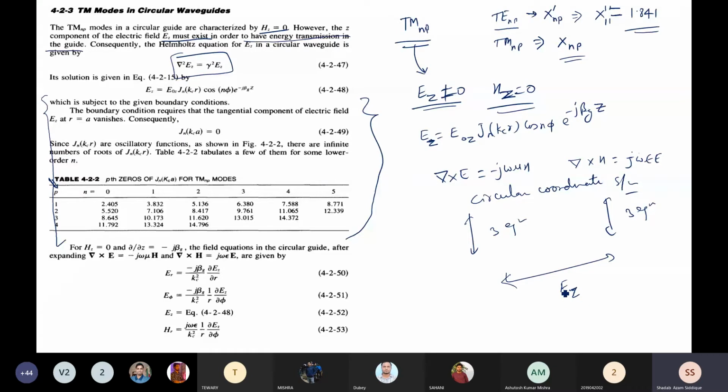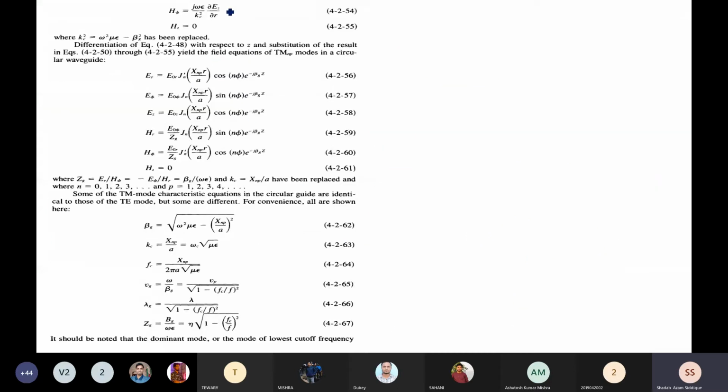Before taking these 2 equations and these 2 equations, we should apply del upon del z equal to minus j beta g, and Hz should be equal to 0. This should be substituted. After that, we can find everything in terms of Ez. So these 6 equations: the 4 equations written here, and the 2 equations here.